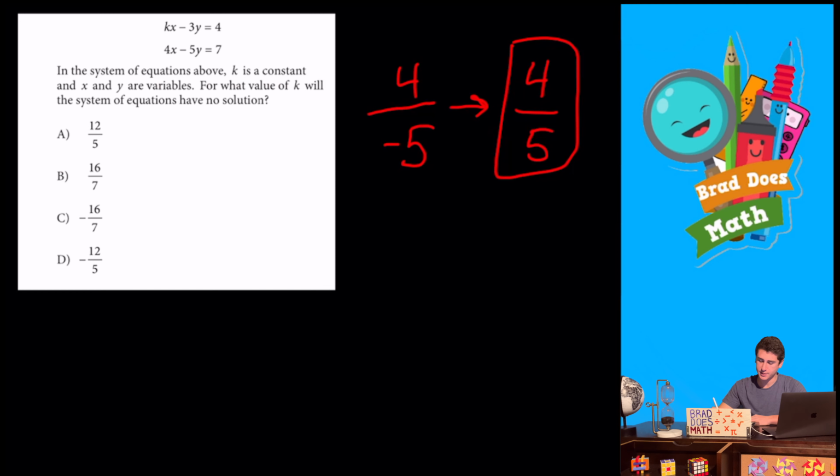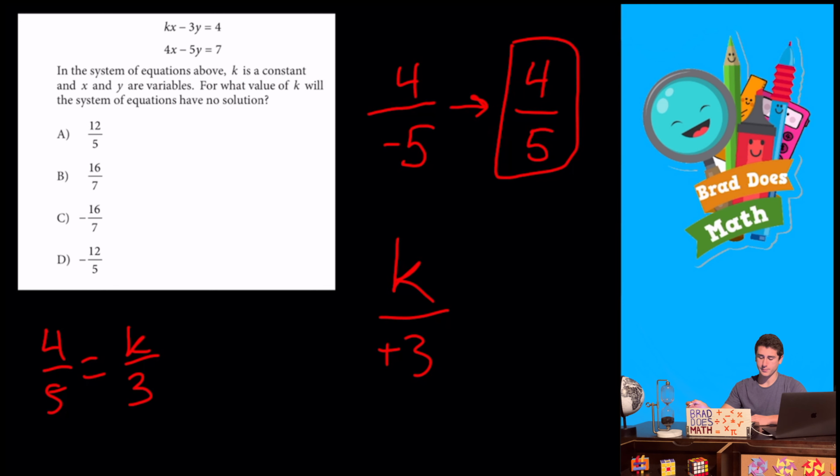Coefficient on the x is k. Coefficient on the y is -3. Flip the sign, and you have k over 3. And we'll set them equal. 4 over 5 equals k over 3.